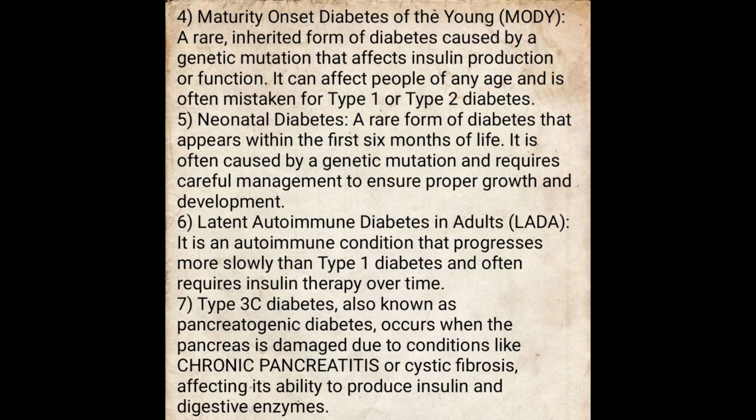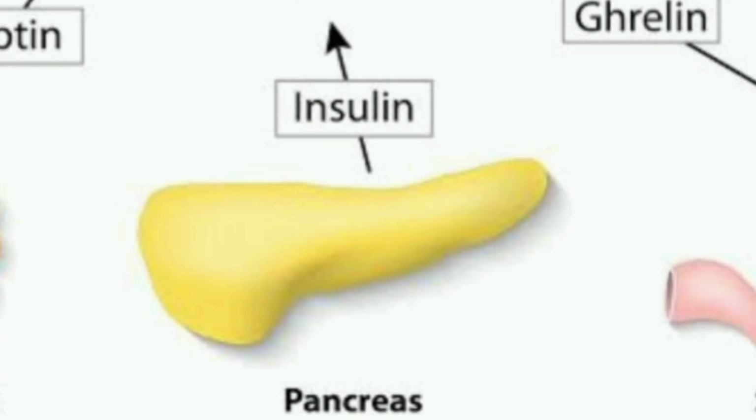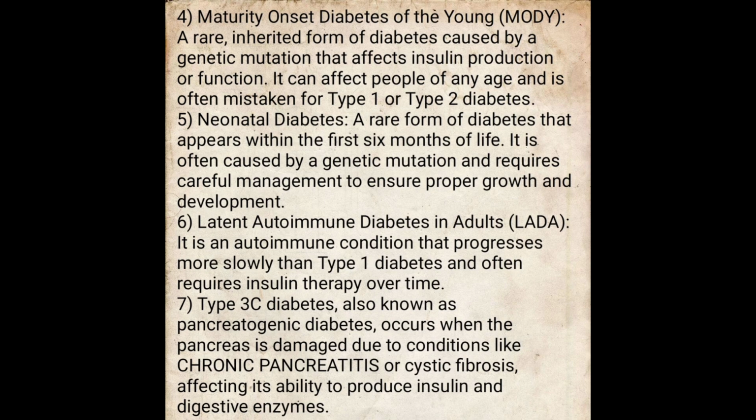6 is latent autoimmune diabetes in adults, LADA. It is an autoimmune condition like type 1. And 7 is type 3C, the most recent, also known as pancreatogenic diabetes, occurring when the pancreas is damaged due to conditions like chronic pancreatitis, which is common with chronic alcohol intake, or cystic fibrosis, affecting its ability to produce insulin and digestive enzymes.